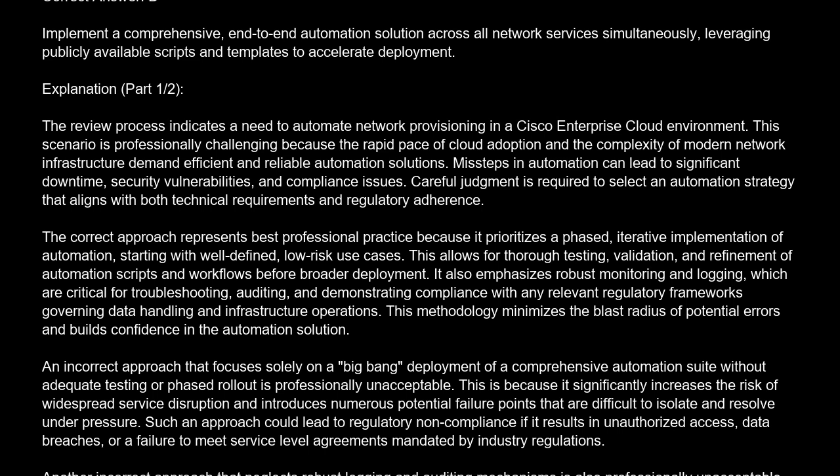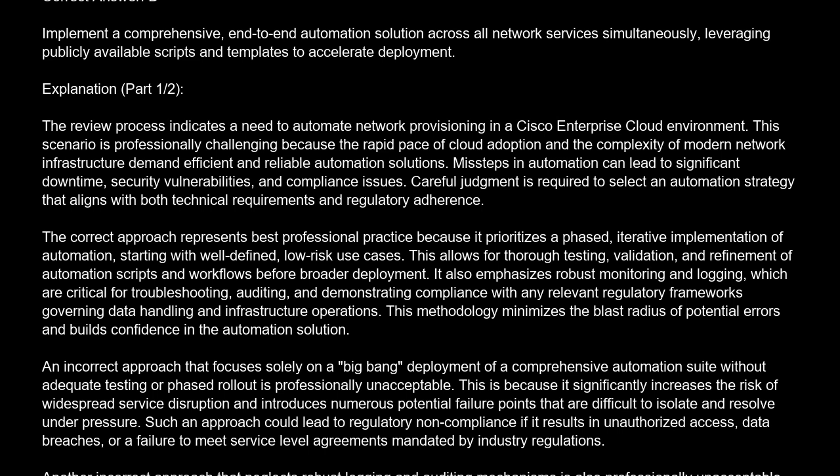Explanation. The review process indicates a need to automate network provisioning in a Cisco enterprise cloud environment. This scenario is professionally challenging because the rapid pace of cloud adoption and the complexity of modern network infrastructure demand efficient and reliable automation solutions. Missteps in automation can lead to significant downtime, security vulnerabilities, and compliance issues. Careful judgment is required to select an automation strategy that aligns with both technical requirements and regulatory adherence.